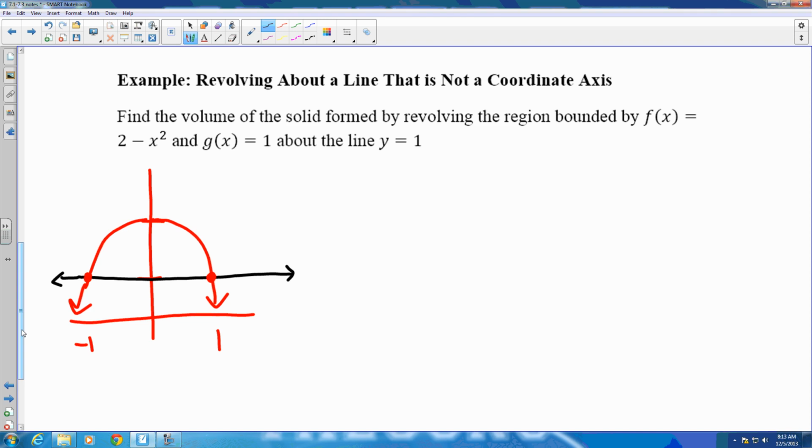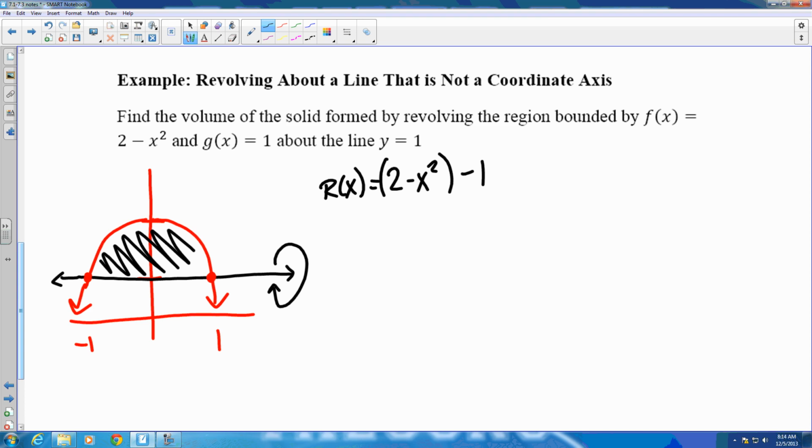But now we need to figure out what our r of x is. If we're flipping it about the line y equals 1, we're going to have to figure out the area in between, because our r of x is not just going to be 2 minus x squared. It's actually going to be 2 minus x squared minus 1, because that's what the area inside is. Similar to what we did in section 1, finding the area between two curves, we need to find the area between them before we can find the volume of it being flipped. So we need to include that 1. So our r of x is actually 1 minus x squared.